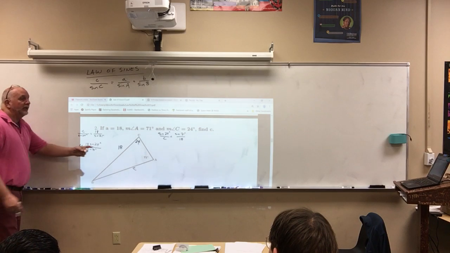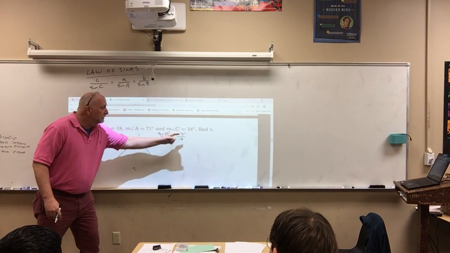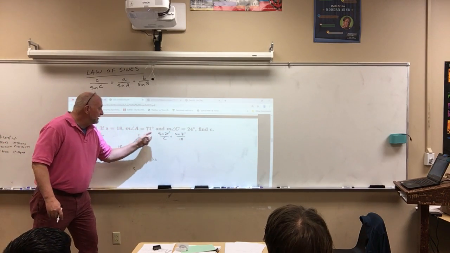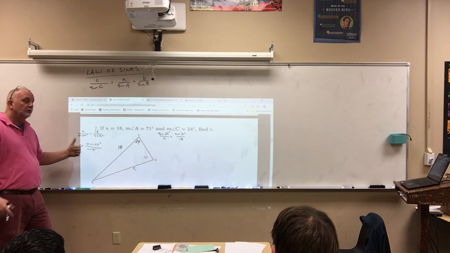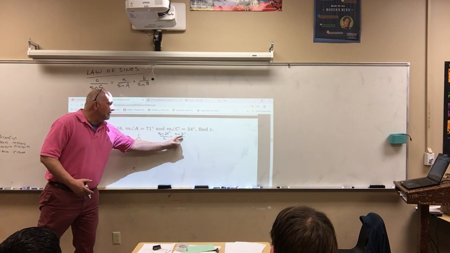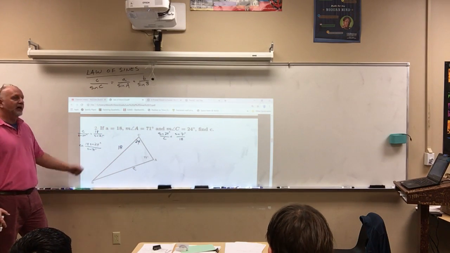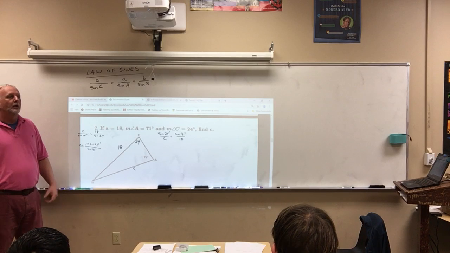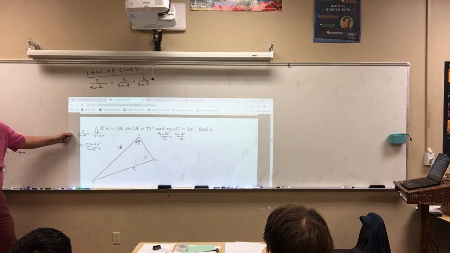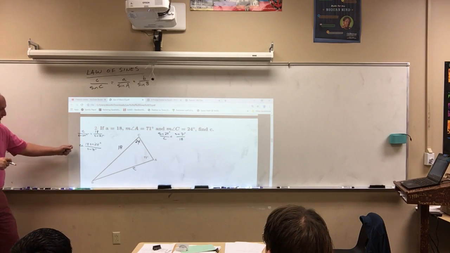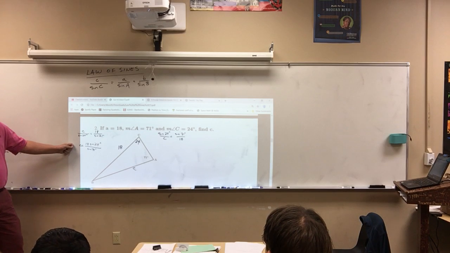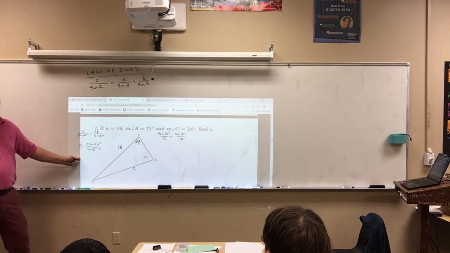Now, we're going to get there, because if you cross multiply, I'm going to get 18 times sine of 24 equals C times sine of 71. I got to divide by sine of 71. When you're showing your work, I want to see this equation. I want to see this calculator ready step. And then you can go ahead and answer it.